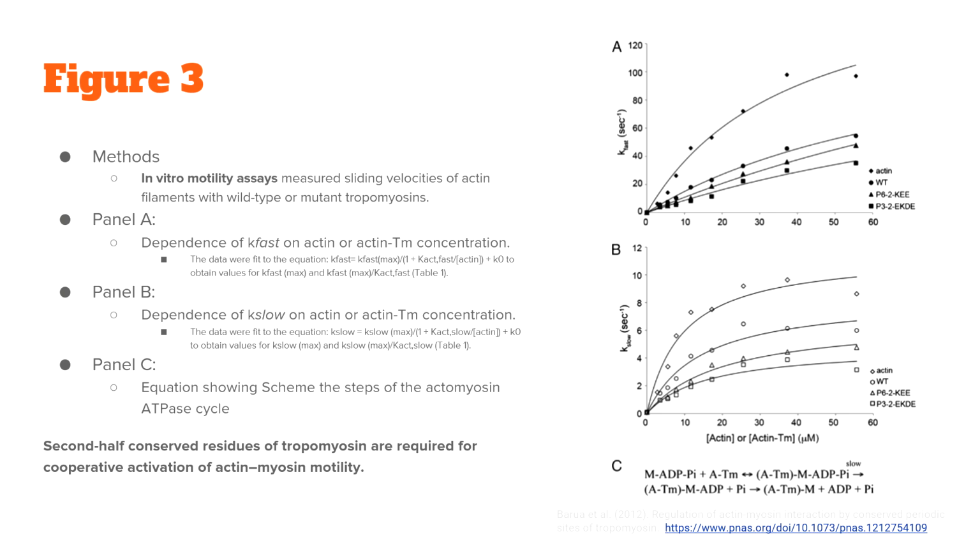In figure 3, they use an in vitro motility assay, which measured the sliding velocities of actin filaments with wild type or mutant tropomyosins. In panel A, you can see the dependence of K-fast on actin or actin tropomyosin concentration. And in panel B, you can see the dependence of the K-slow on actin or actin tropomyosin concentration. And then they use these equations in panel C to determine the data here. And as you can see, the second half conserved residues of tropomyosin are required for cooperative activation of actin-myosin motility.